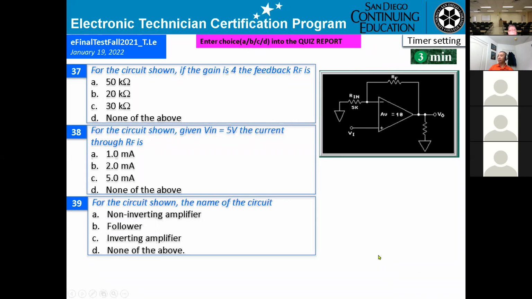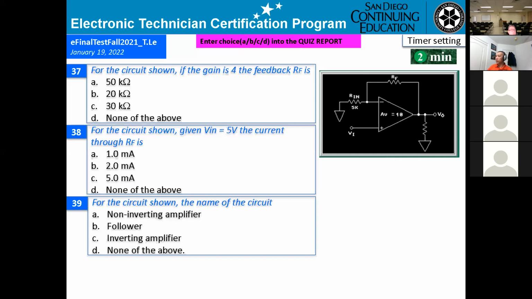Okay, for 38 then, should we use the gain on the chart or the gain from 37? Let me see, we're going to be using the 5-volt input. So with the 5-volt input, let me see, RF. If VN is 5, we're going to look at the output. What was the one I put in my 38? Okay, so if we had the gain of 4.